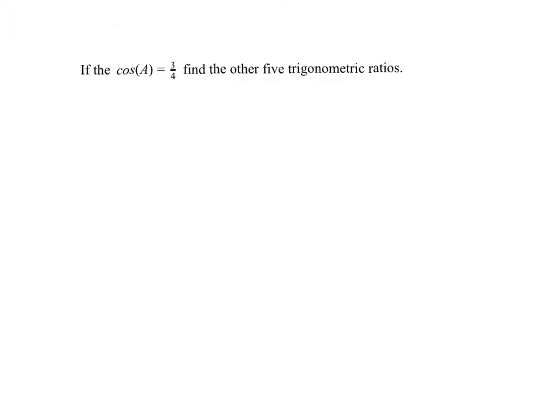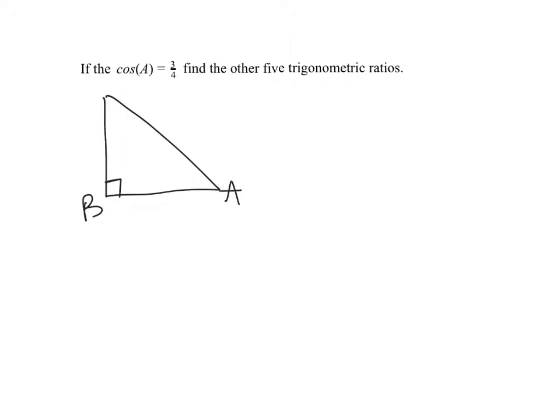Our last example is, given cosine of angle A is 3/4, we want to find the other 5 trig ratios. So in order to find our other trig ratios, we need to set up our right triangle and label what we know. So I'm going to label my sides A, B, and C.